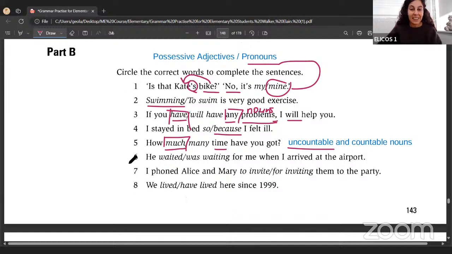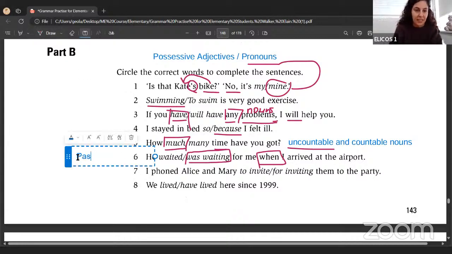Number 6, he was waiting. Oh, we have 2 different answers. Which one? He was waiting for me when I arrived. I reckon this one. Why? Who said this one was waiting? Did you say this one? Yes, because we've got when, and as I said, we use the present. Sorry, this is the past simple. So you can see here the past, sorry, continuous.